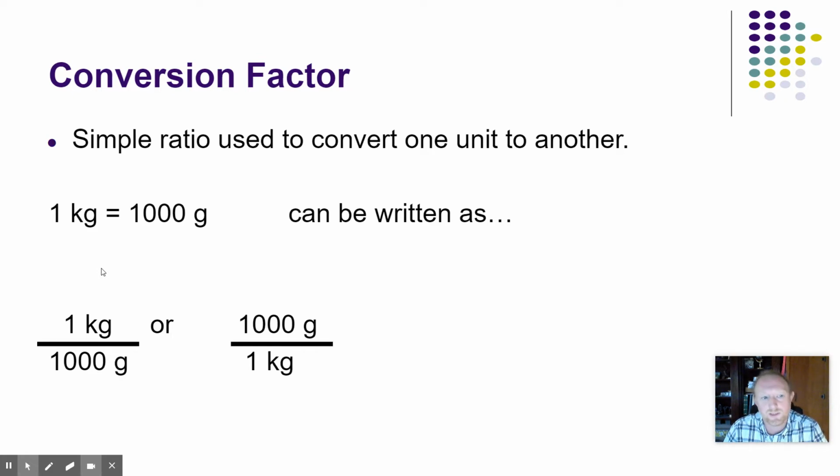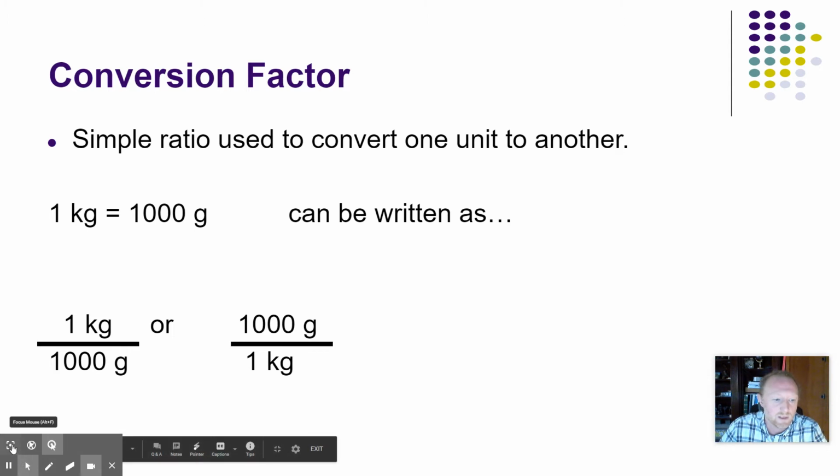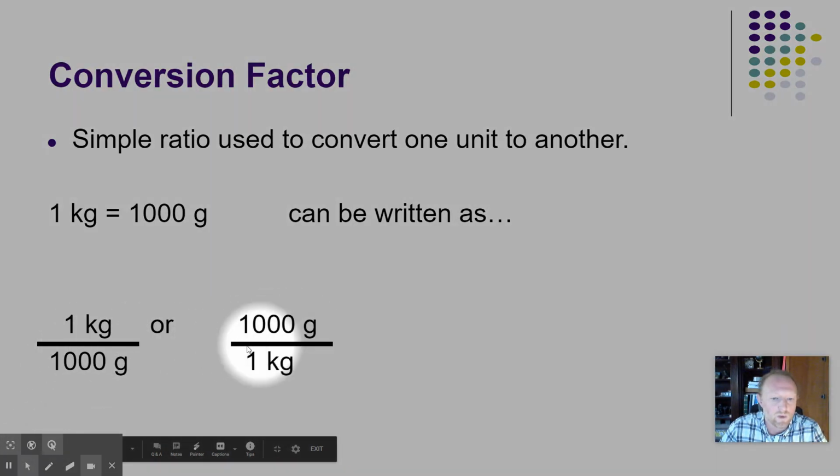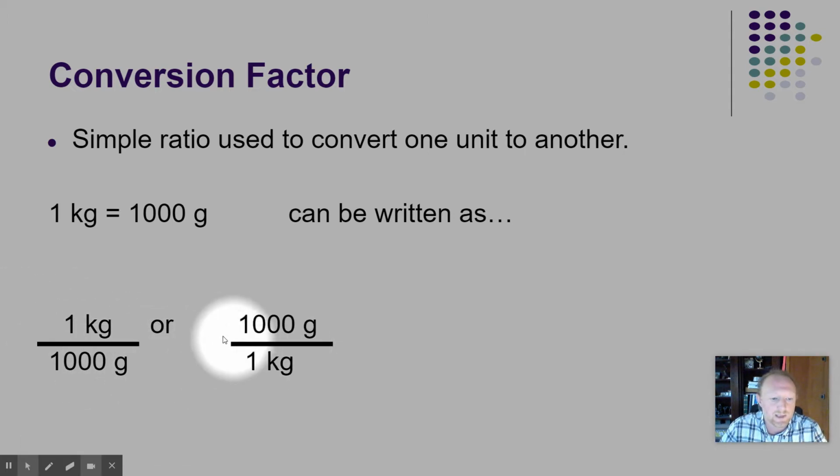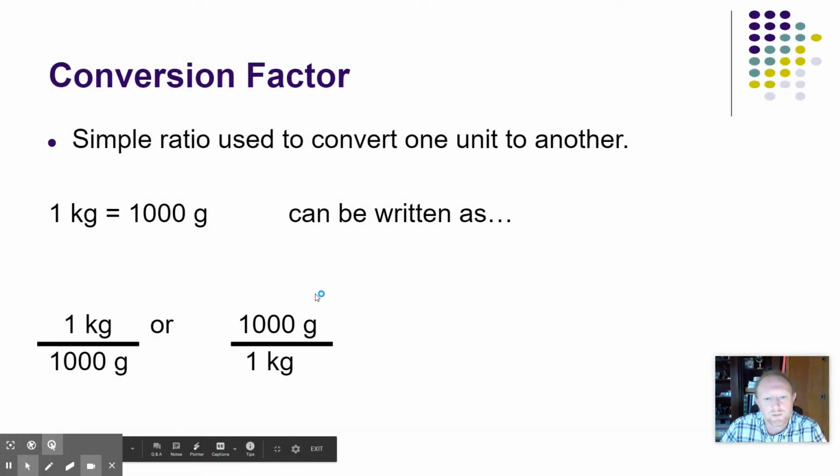It is essentially a ratio where two numbers with differing units are set equal to one another. Conversion factors can be written as reciprocals. They could be upside down. So here we have 1 kilogram equals 1,000 grams. We also have 1,000 grams equals 1 kilogram. And they can be written like this depending on which unit you're trying to convert to.